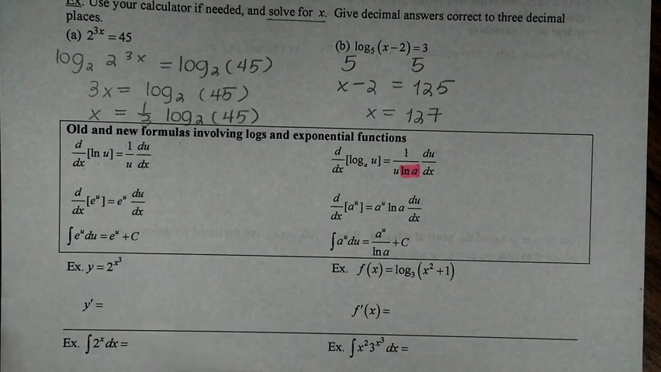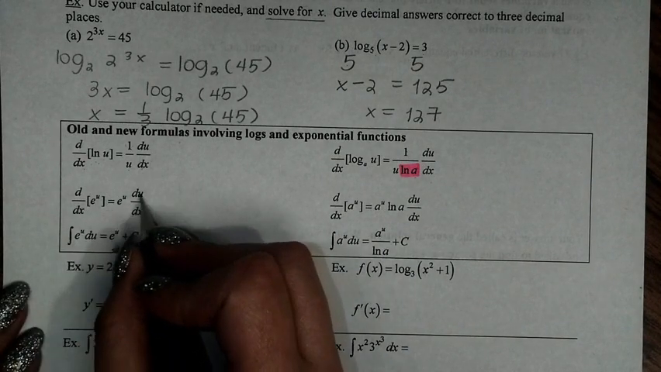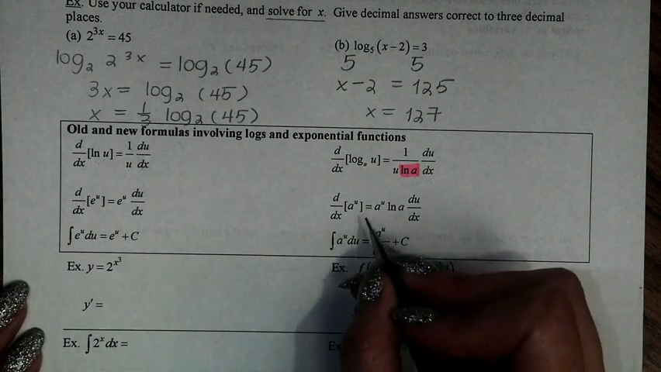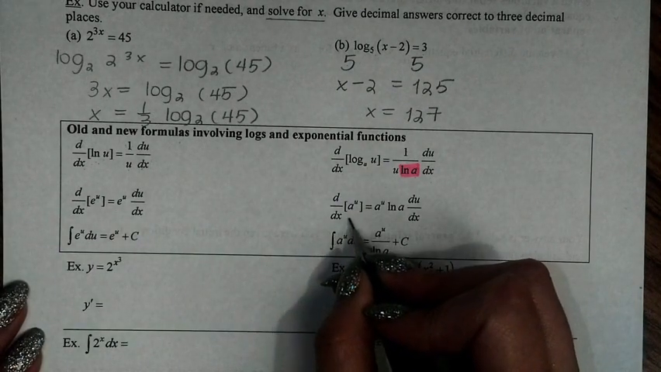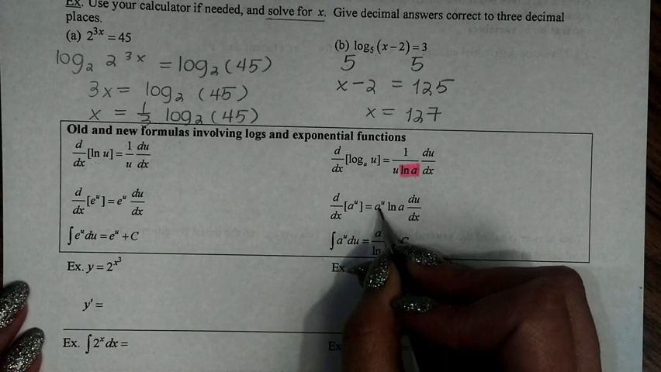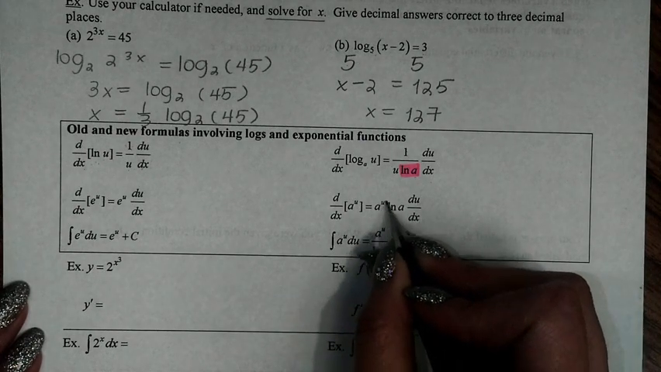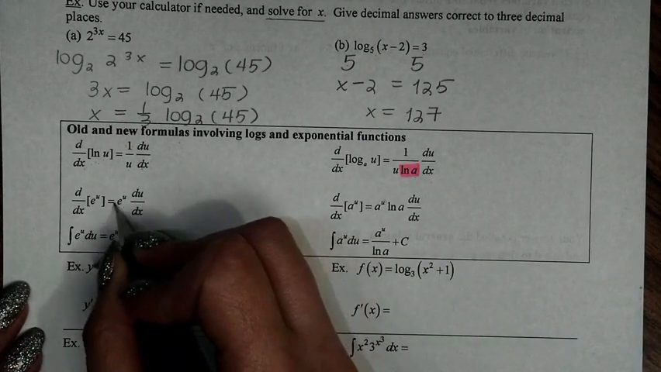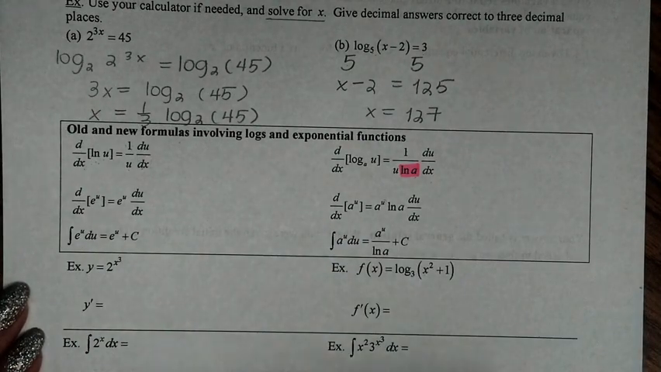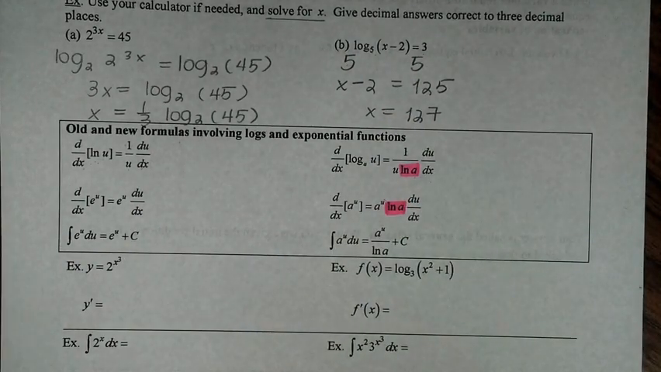On the other hand, the derivative with respect to x of e to the u is e to the u du/dx. Something very similar is the derivative with respect to x of a to the power of u, which is equal to a to the u times natural log of a times du/dx. So this is the equivalent of that one. What's new is the natural log of a multiplying the exponential part.